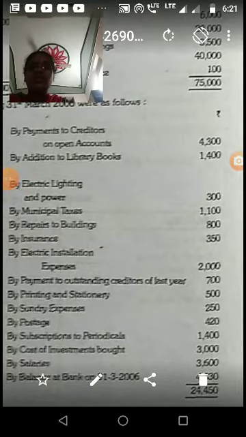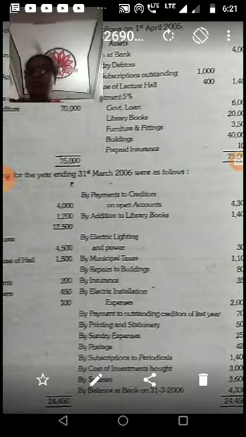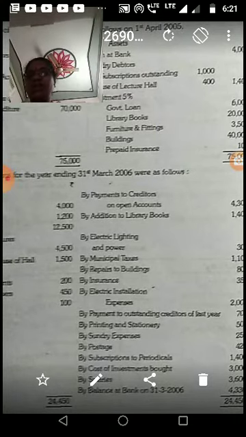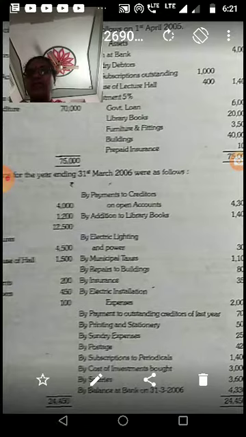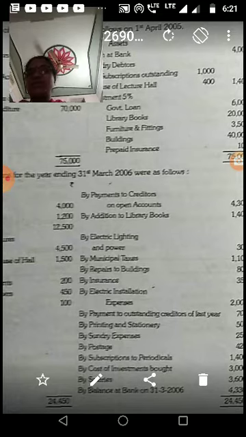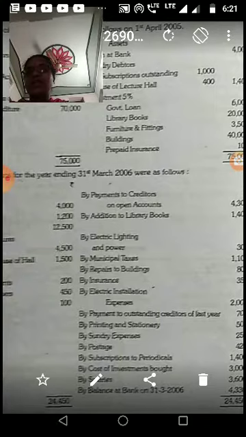By insurance 350, by electrical installation expenses 2,000, payment to outstanding creditors of last year, that is 700. Now by printing and stationery 500, by sundry expenses 250, by postage, that is 420, subscriptions to periodicals 1,400, by cost of investments bought 3,000, by salaries 3,600, balance at bank 31/3/2006 4,330.